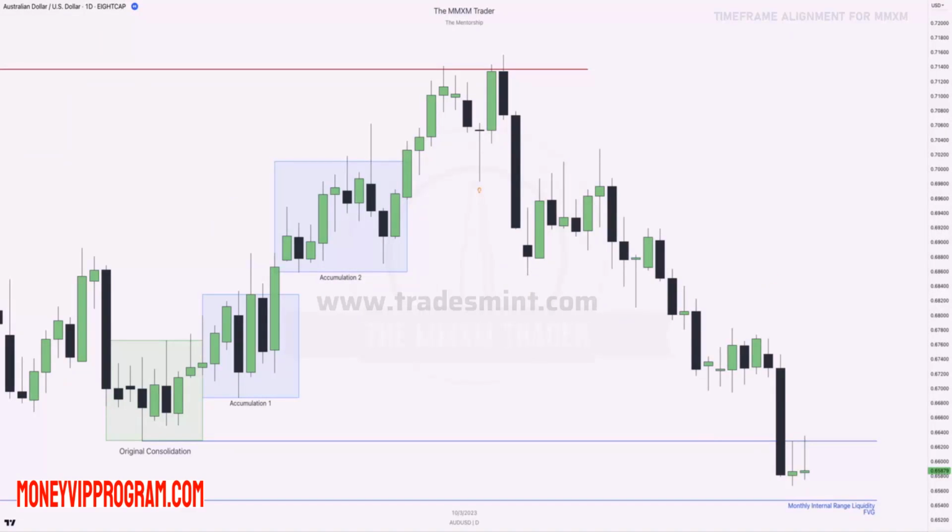Think about the time frame alignments. Can't stress this enough. If we look at the monthly chart, we look at the daily structure. If we look at the weekly chart, we look at the 4-hour structure, etc., etc., right?